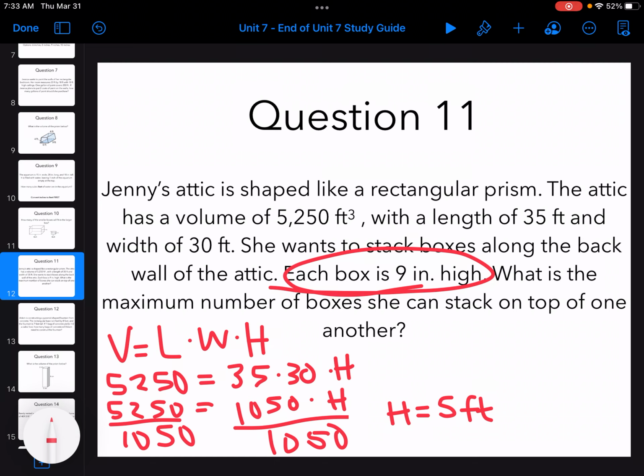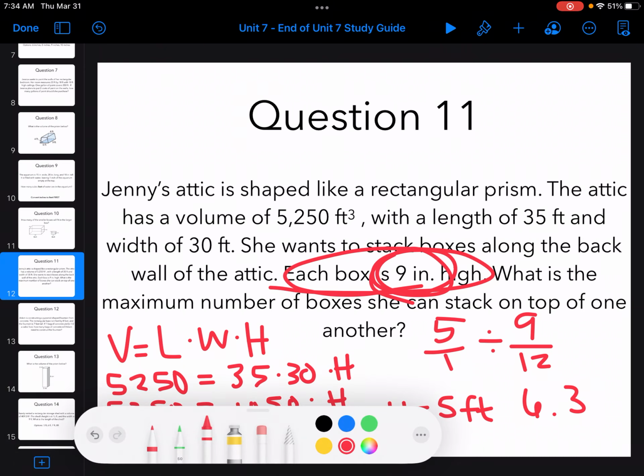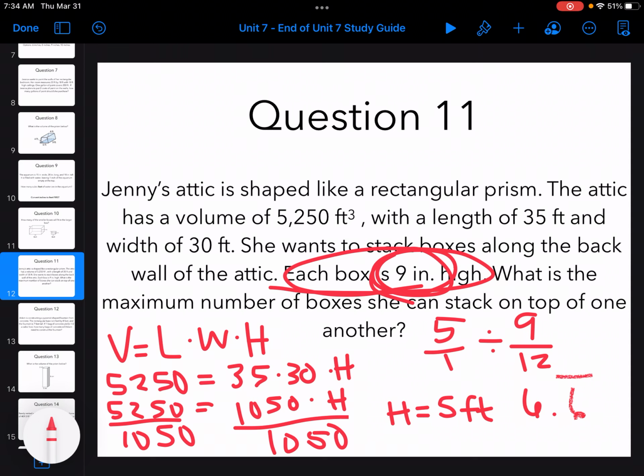Well, I have to change 9 inches into feet. So I'm going to do 5 over 1 divided by 9 over 12. Okay? So I get 6.6 repeating, okay? But I need to know how many whole boxes I can stack because I can't just cut the box in half. So it's 6 whole boxes high. That's how many boxes high I can go.